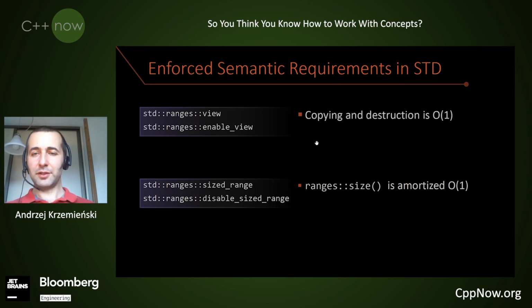So if you want your range to be treated as a view, you have to specialize this enable view. On the other hand, there's this size range concept, and it requires not only that it has function size, but that it is an amortized constant time operation to actually evaluate this size. This is usually the case, but if your type takes linear time or logarithmic time to compute the size, you have to explicitly disable this concept by specializing this disable sized range.